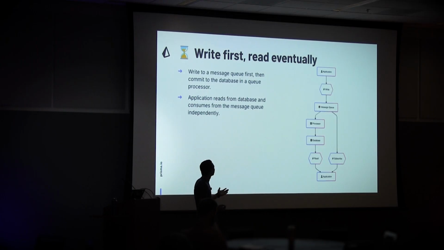So then there's write first, read eventually. We write the message to the message queue first. Some processor picks that up and then updates the database, and then the app is reading from the database and subscribing to the message queue. Seems like we solved the problem, right?